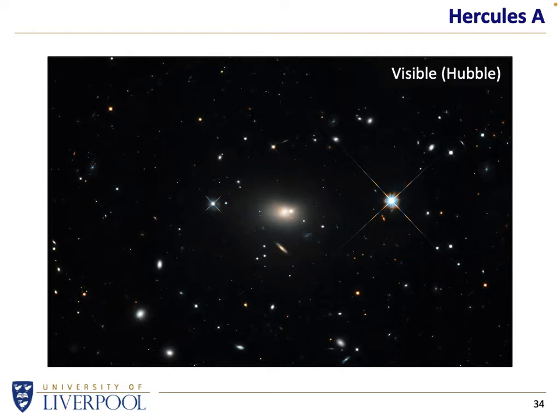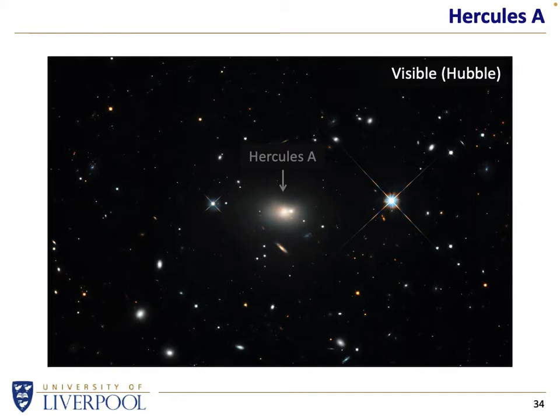To get an idea of just how energetic these processes are: if matter falls into a black hole, it can release enormous amounts of energy. You can get a scale for just how much energy is released by looking at this particular picture of a galaxy called Hercules A. There's Hercules A in the center. It doesn't look very remarkable. It's a rather nondescript elliptical galaxy.